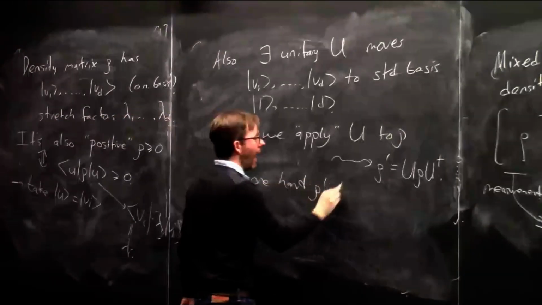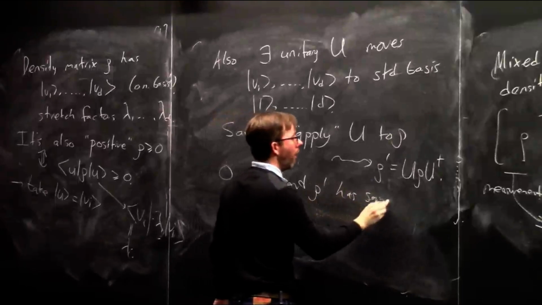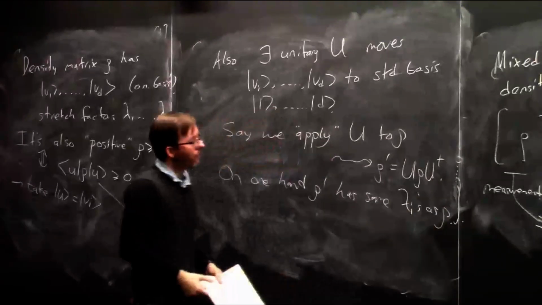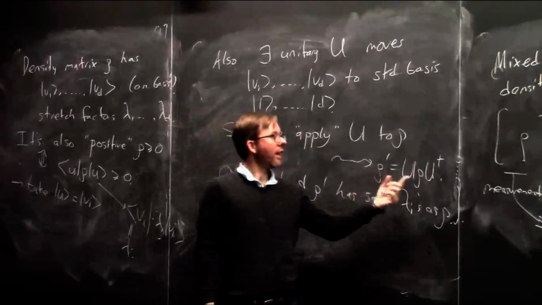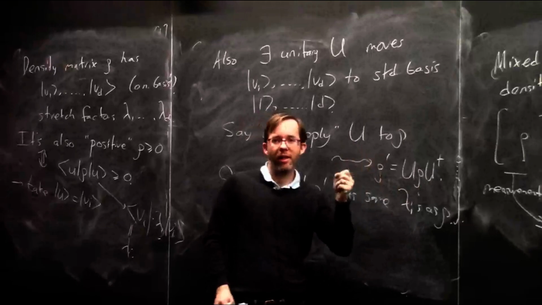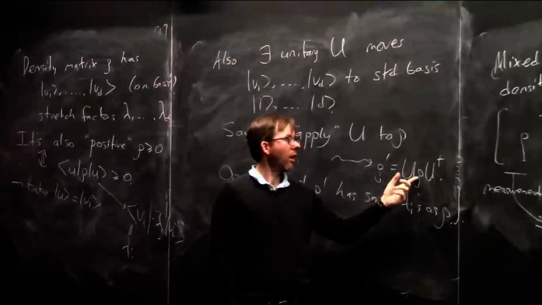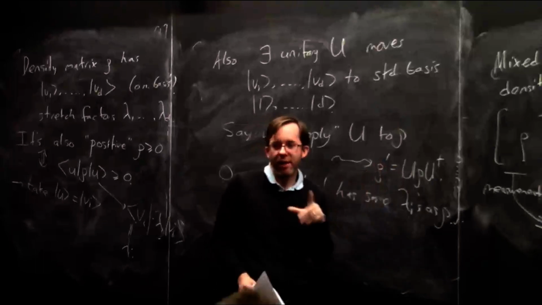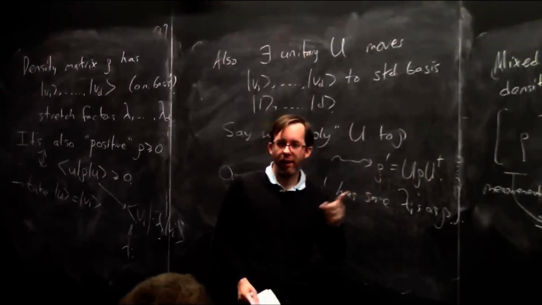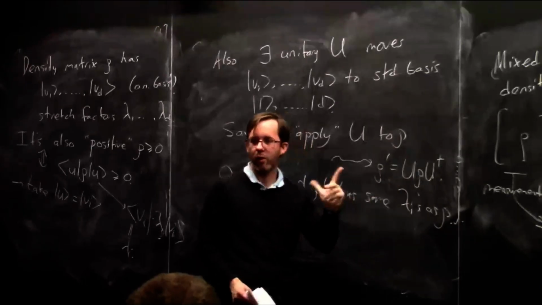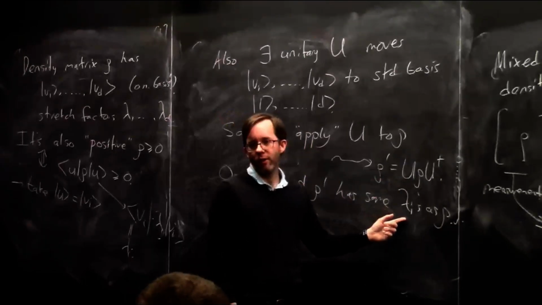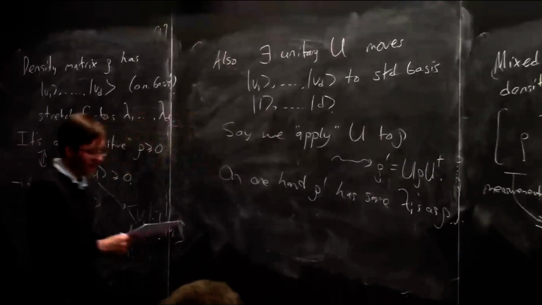So on one hand, rho prime has the same stretch factors as rho. Why is that? Well, look at rho prime as an action. It rotates space, then does a stretch in a certain basis, and then rotates space again. The rotations don't really matter. The composite effect is still some various stretches in some orthonormal basis. So this doesn't change the eigenvalues. Rho prime still has the same lambda_i's.